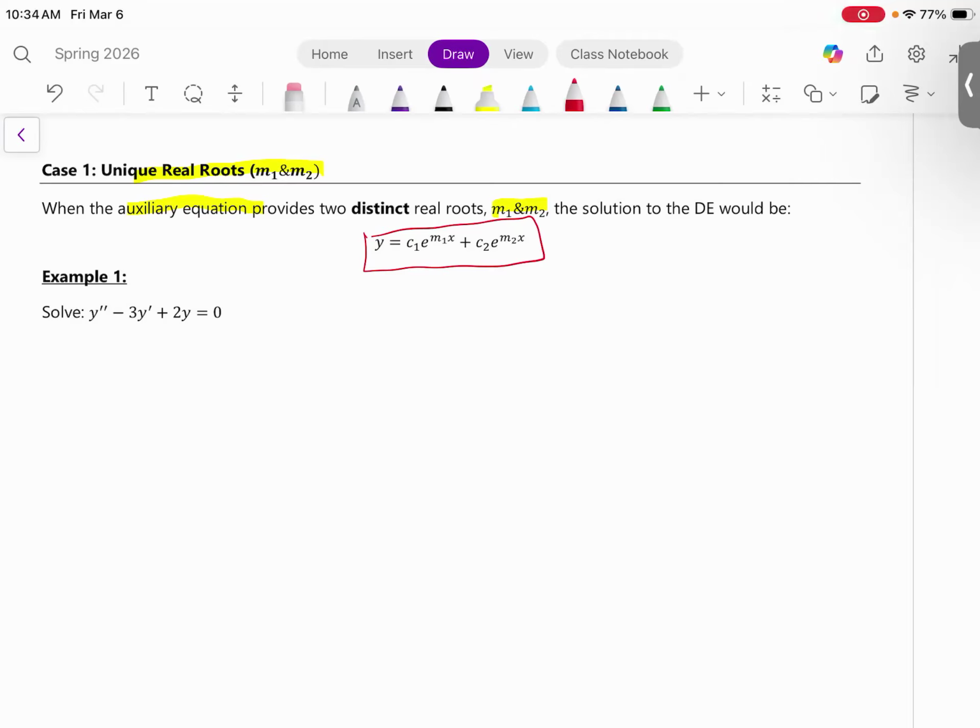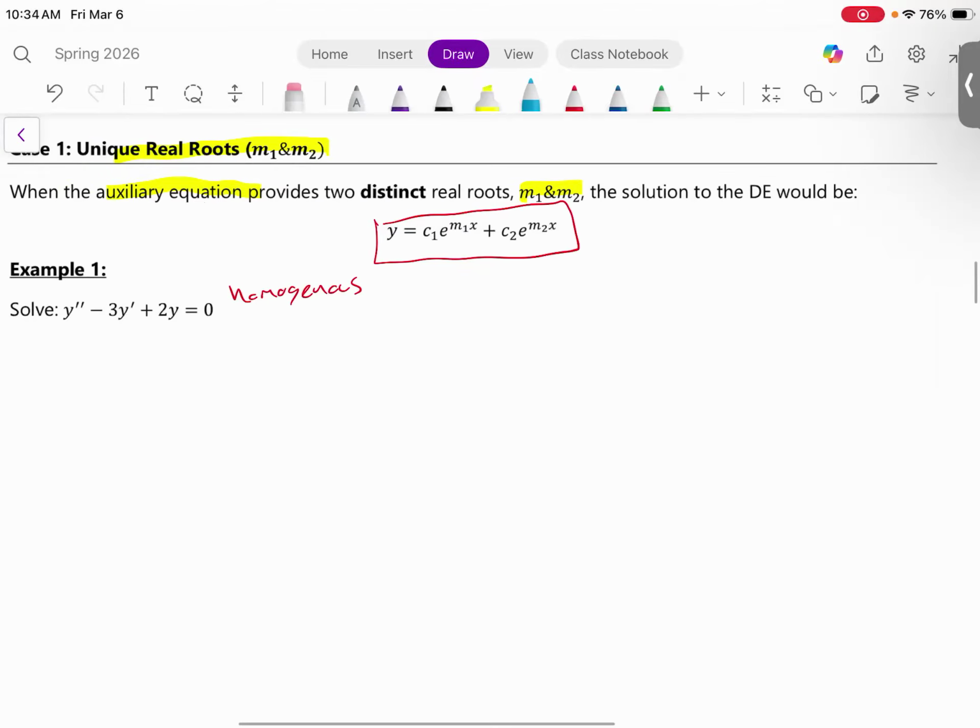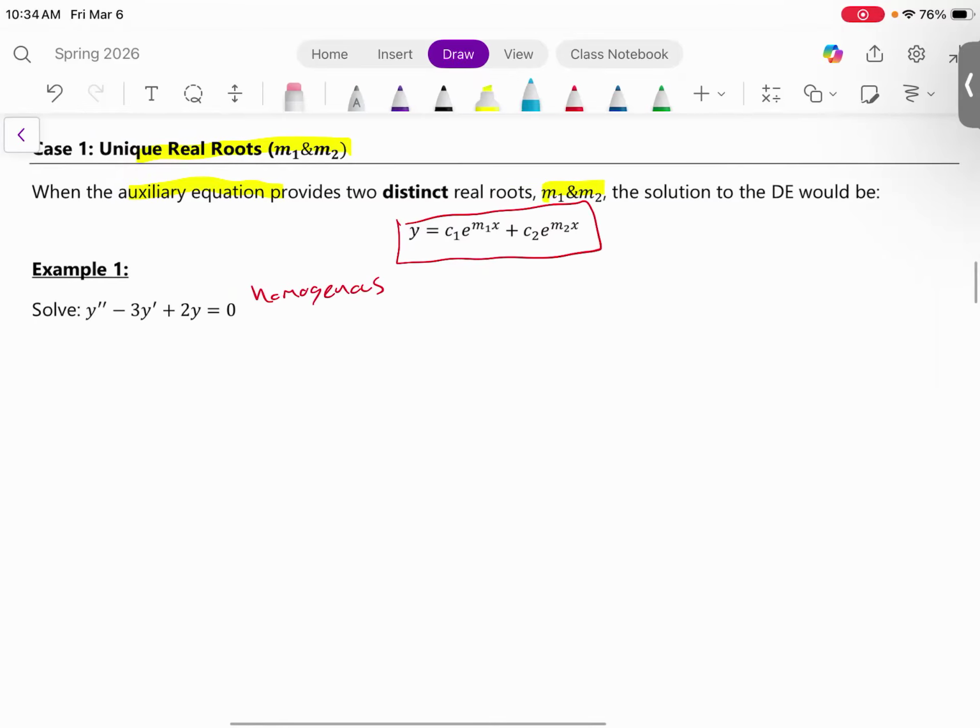So here we go. Let's solve y double prime minus 3y prime plus 2y equals 0. So this is homogeneous and it's constant coefficient. And so let's see, what would a, b, and c be? There's like an invisible 1 right here attached to the y double prime. So that means a would be 1, b would be -3, and c would be 2.